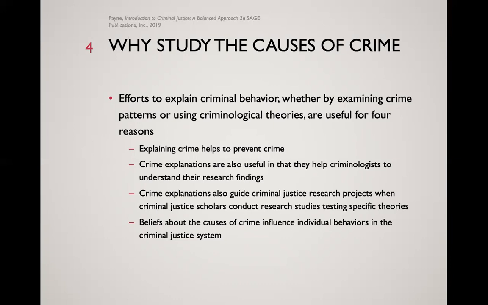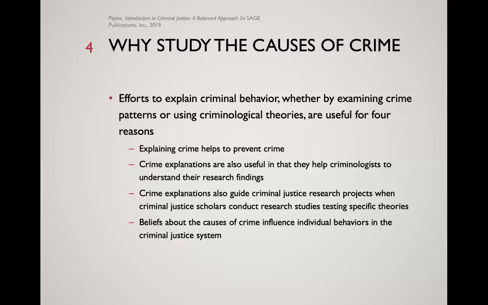Crime explanations are also useful in that they help criminologists to understand their research findings. Crime explanations guide criminal justice research projects. Like I said, all good research and all good policy is based on theory somehow in some way. And we do test specific theories. For example, routine activities theory and opportunity theory are two criminological theories that I study a lot. I work on opportunity structures and the way that they facilitate criminal activity, and basically how taking away those opportunity structures doesn't allow criminal activity to happen. So that's one real-life example of how we can use these criminological theories to understand what's going on with our research findings.